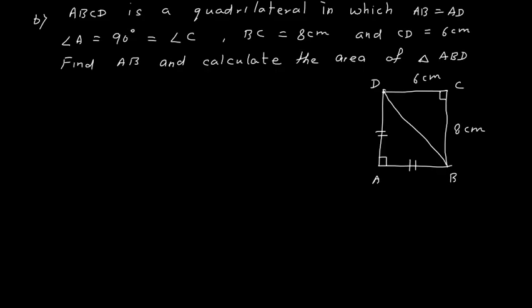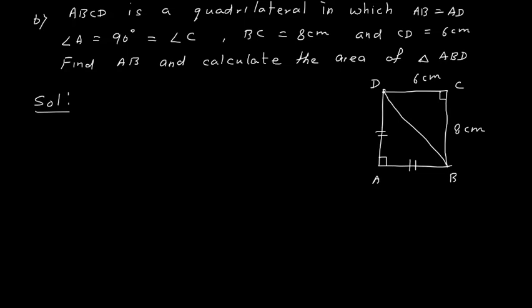Now here in B part, ABCD is a quadrilateral in which AB is equals to AD, as you can see in the diagram. Angle A is 90 degree, which is equal to angle C. We have BC equal to 8 centimeter. CD is equals to 6 centimeter. We have to find the value of AB and we have to calculate the area of triangle ABD. So here let us do the solution.